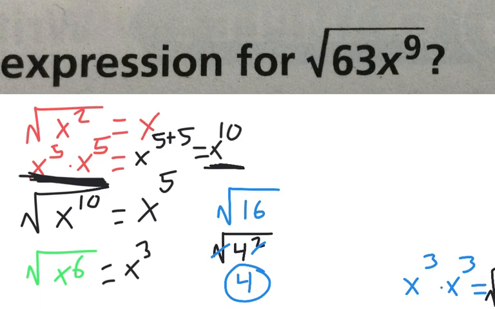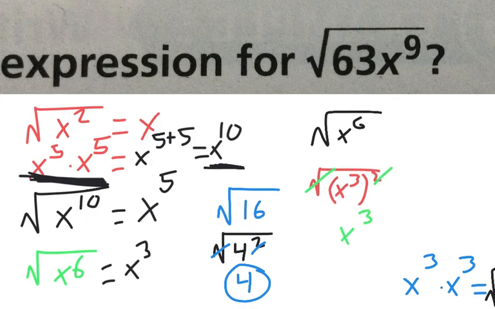Okay, so how does the radical of x to the 6th equal x to the 3rd? Because x to the 6th can be written as x to the 3rd squared, because it's x to the 3rd times x to the 3rd. And so the radical and the square cancel, and it leaves me with x to the 3rd. All you have to know is half your power. We like to take the square root of an even power.